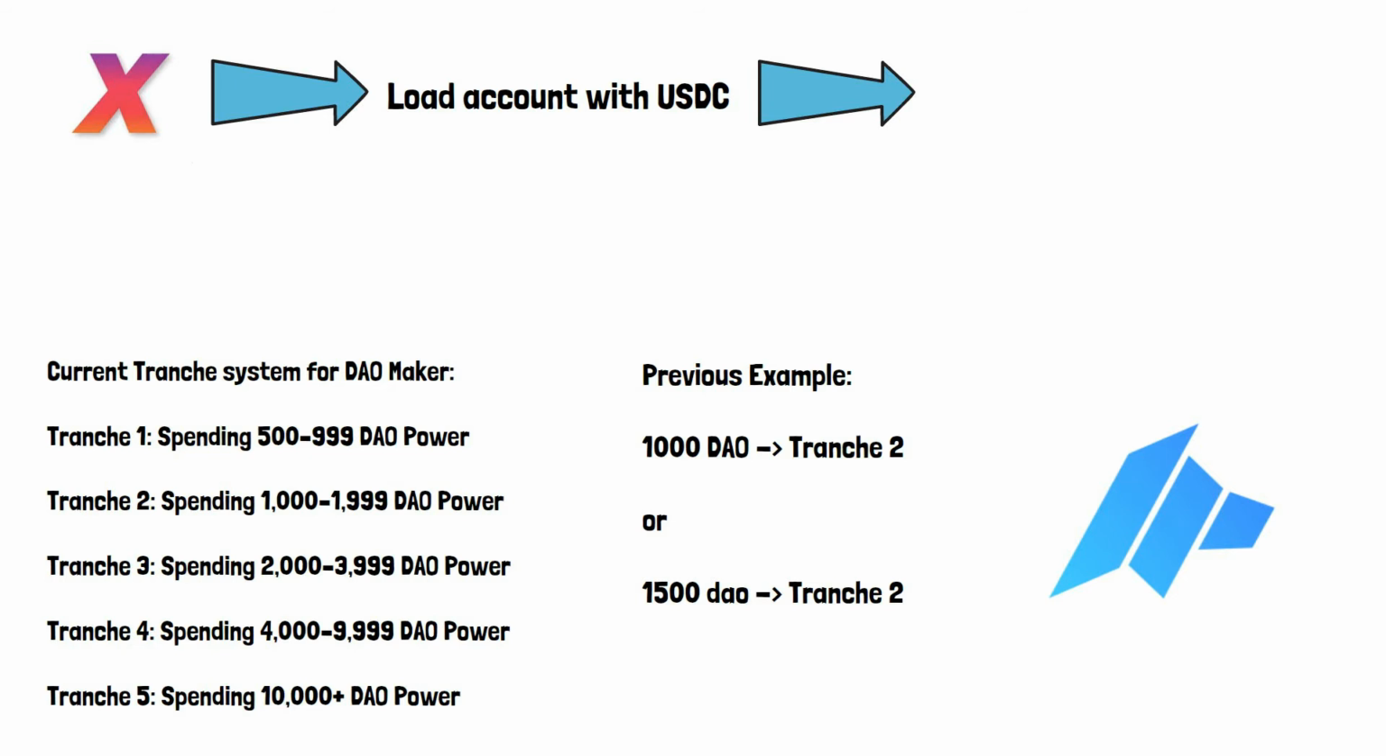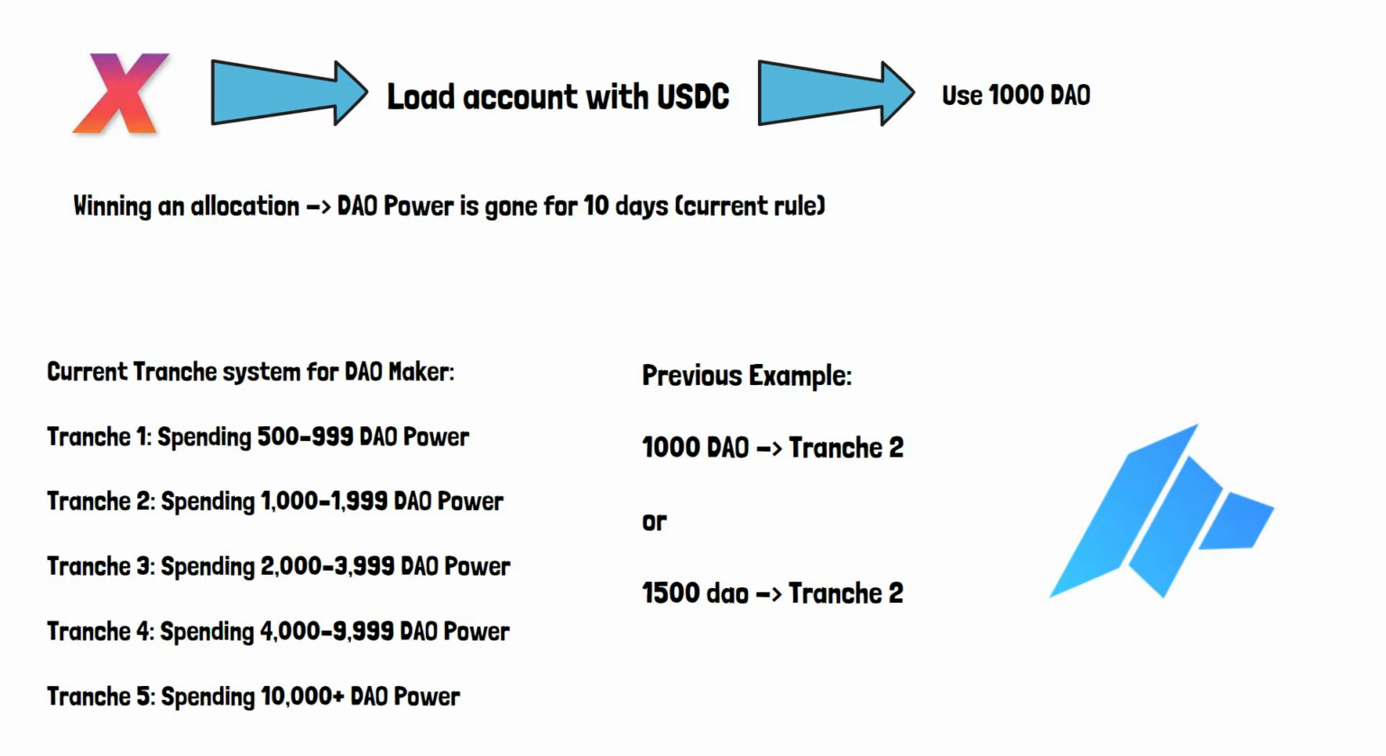So in this case, we would use our 1,500 DAO, but since there's no difference between 1,000 and 1,500 DAO, we would use our 1000 DAO instead to enter the raffle. If you then win the delegation, that 1000 DAO power will then be unavailable for 10 days, and these 10 days can decrease or increase dependent on the DAO maker's rules. Just only a few days ago, it was 14 days, but now it has changed to 10 days, so this can still change. So if another company pops up within 10 days that you want to invest in, you won't be able to use the 1000 power that you won with.